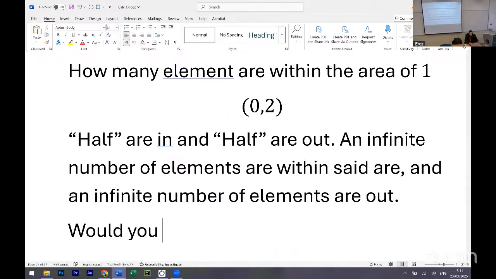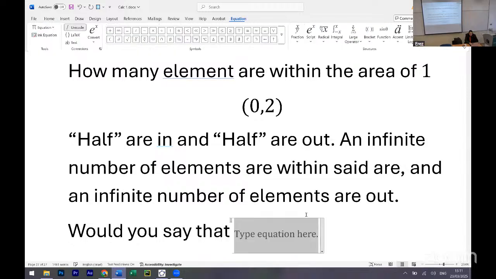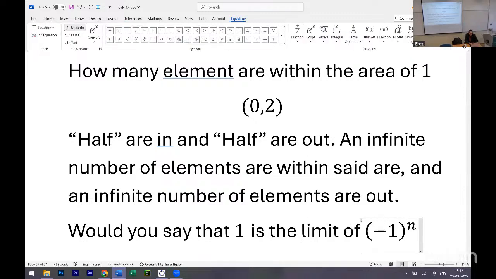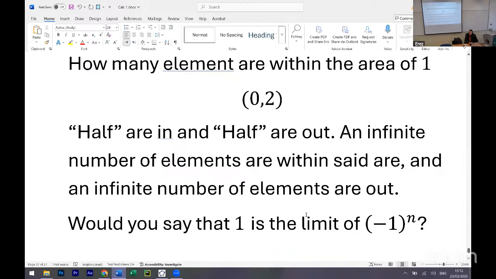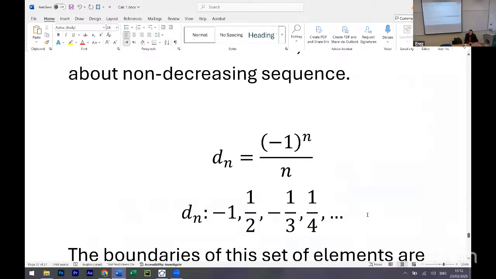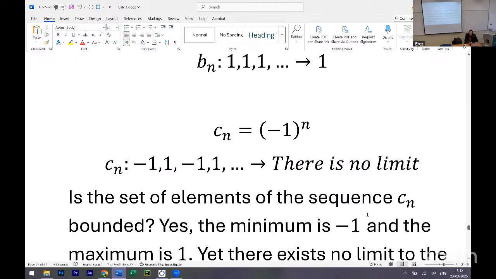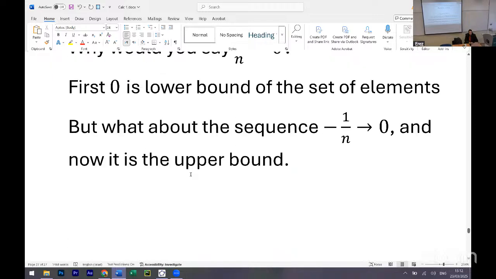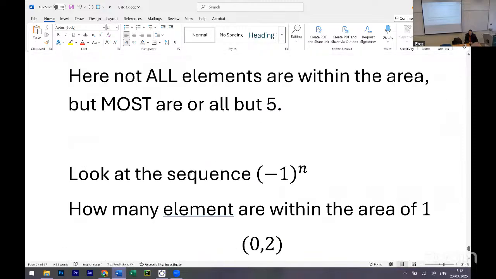Would you say that 1 is the limit of this sequence? No, we saw the sequence before, right? We saw it's -1, 1, -1, 1, and it has no limit. Certainly, we wouldn't say that the limit is 1, right? Why don't we say the limit is 1? What is the problem here?